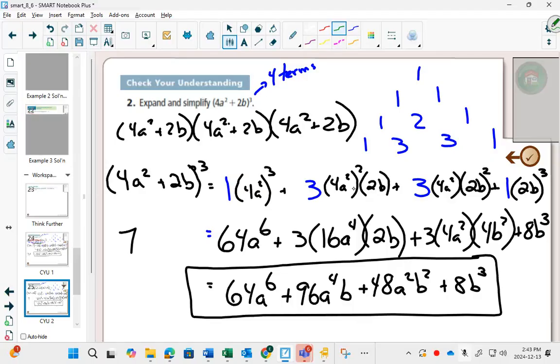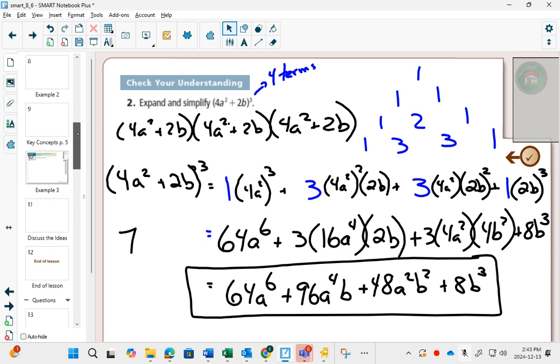Then there's a pattern with the exponents. We start off with the 4a squared with all of them, and we go down by 1. We start off with none of the 2b's and go up by 1. So that pattern results in a formula, and what the formula does is it's a formula for each individual term. And that can be found on the bottom of the page. Your textbook has a formula and your formula sheet. Let's go to the bottom of page 741, and we'll write the textbook formula as well.